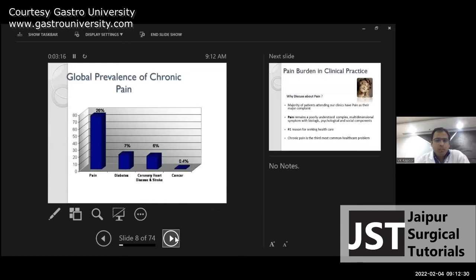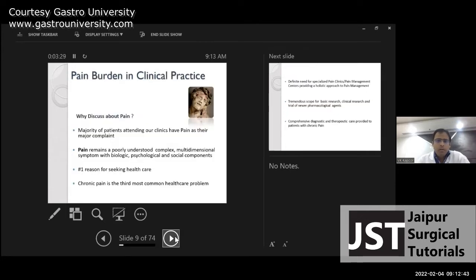So this is the global prevalence of pain. The incidence of pain is about 26%. Diabetes is 7%. Coronary heart disease and stroke is 6%. And cancer is 0.4%.